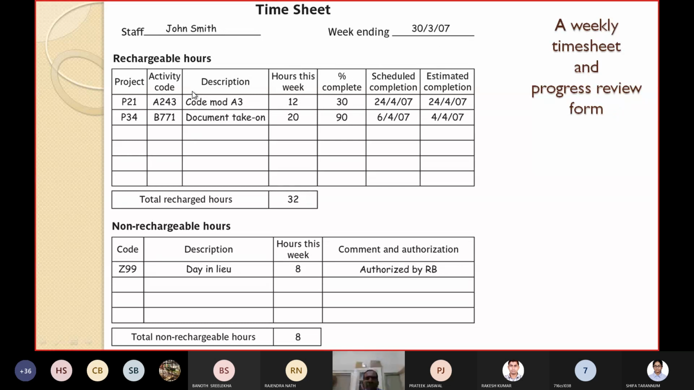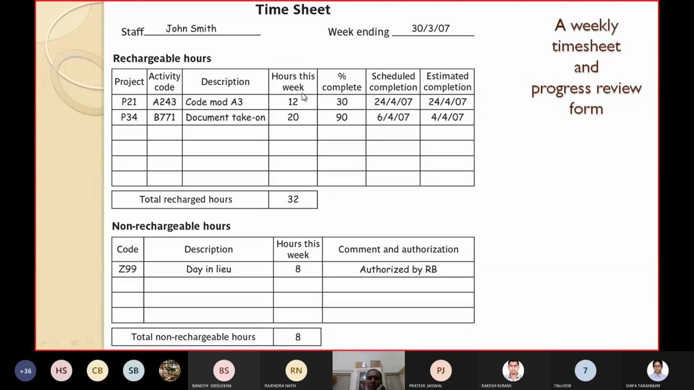The hours are divided into two types, rechargeable hours and non-rechargeable hours. For rechargeable hours you have to pay some money, but for the non-rechargeable hours you need not pay. Then what is the project code? Because one person may be assigned to many projects. So what is the project ID? Which activity have you dealt with? So the activity code and description of the activity, say A243 represents coding module A3.